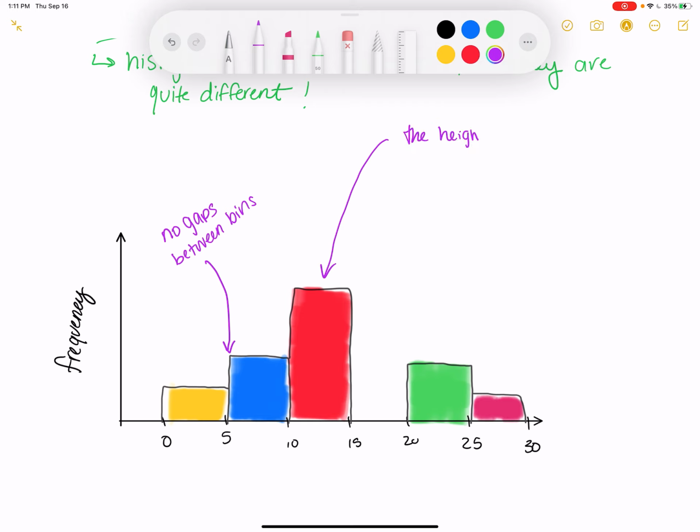The height indicates the number of data values in each bin.